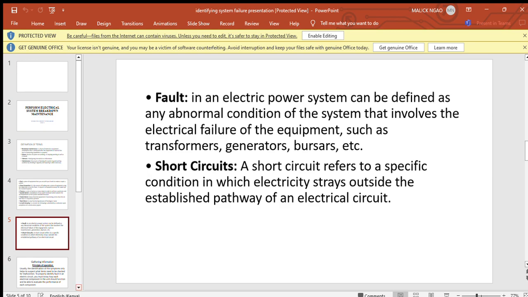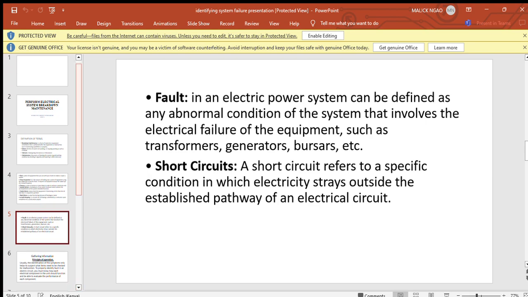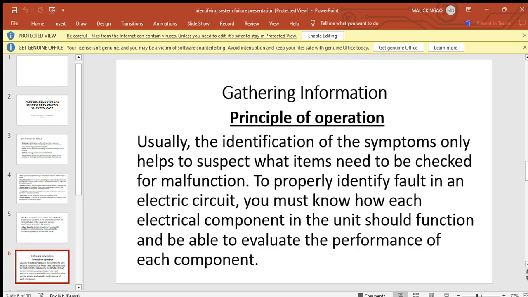And what do we call it when a fault occurs and extra current passes outside the conductor? We have corona. Corona is an example of electricity straying. That is all about the definitions. Our next part is the principle of operation.